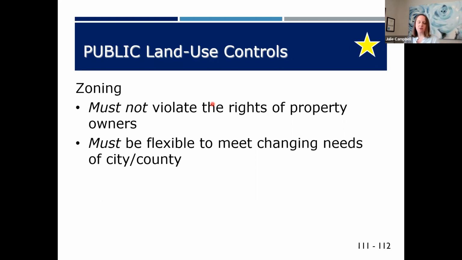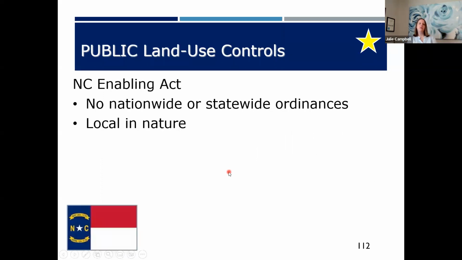So zoning is flexible. As we mentioned earlier, specifically, the North Carolina Enabling Act tells us that zoning is local in nature. There are no statewide zoning ordinances. There are no national zoning ordinances. Each city is free to create, regulate, and dictate their own zoning.